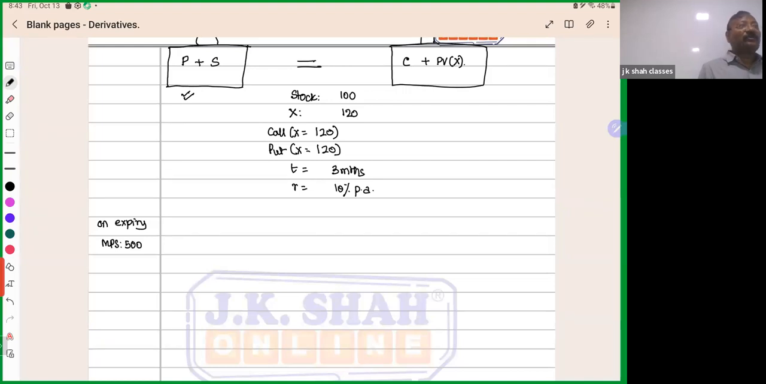So what will be its value? On expiry, what will be the value of this put? 0. Out of the money, no intrinsic and no time value. 0. What will be the value of the stock which you have in your thali? 500. 500.